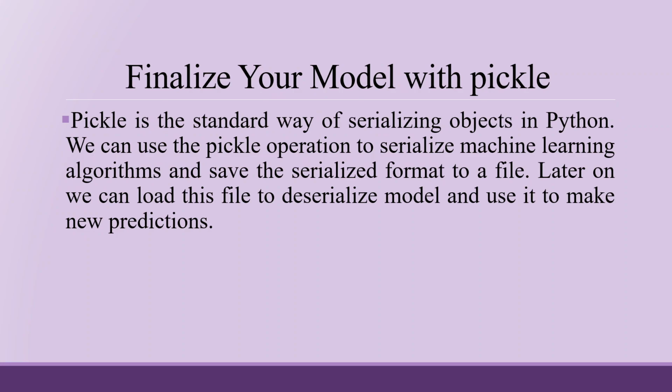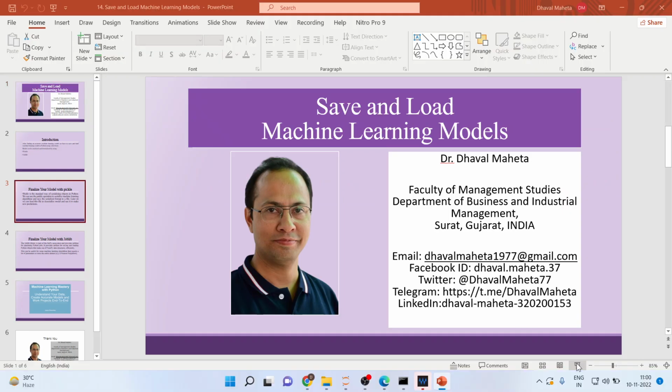Pickle is a standard way of serializing objects in Python. We can use the Pickle operation to serialize machine learning algorithms and save the serialized format to a file. Later on, we can load this file to deserialize the model and use it to make new predictions. Now, how we can do this, let's see in Jupyter Notebook.